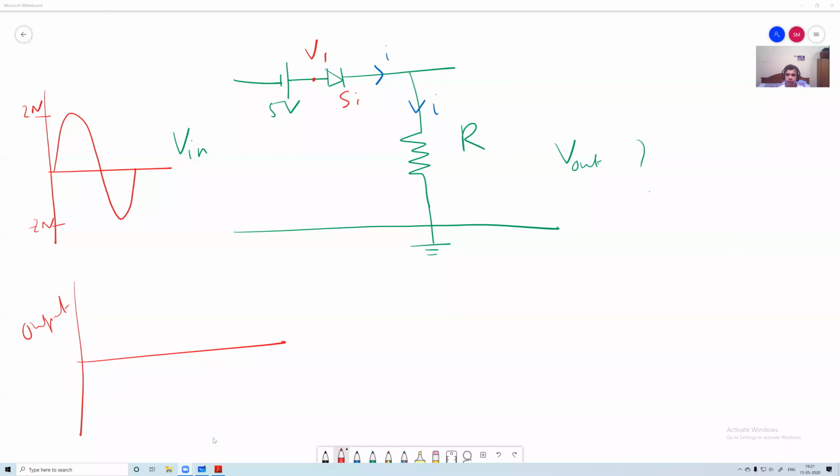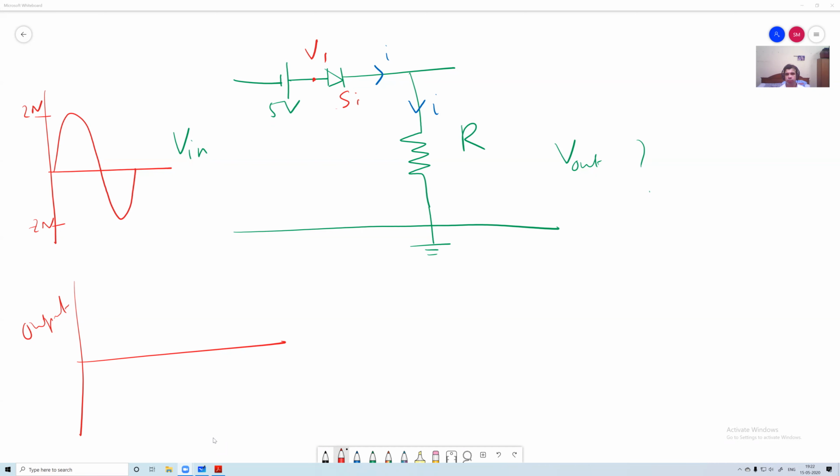5.7. Are you sure? Are you sure, Sharon, about that answer? 5.7 volt. What is the minimum value of V in for which the diode is forward biased? That's the question. What would be the answer?